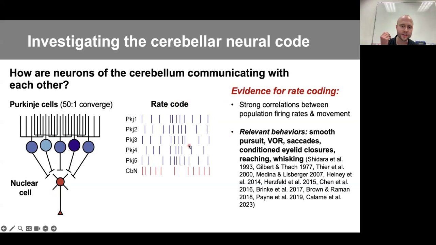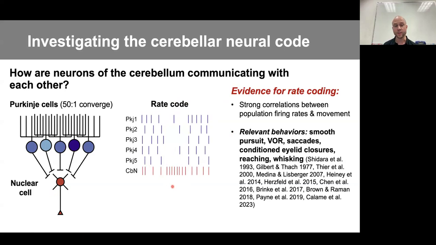Since this is an inhibitory synapse, we know that if there's a population of Purkinje cells that suddenly increase their firing rates, this should lead to a reduction in the firing rate of their downstream targets in the cerebellar nuclei. Likewise, if Purkinje cells suddenly decrease the number of spikes they're firing in a certain window, this should lead to an excitation of the cerebellar nuclei for a certain period of time.